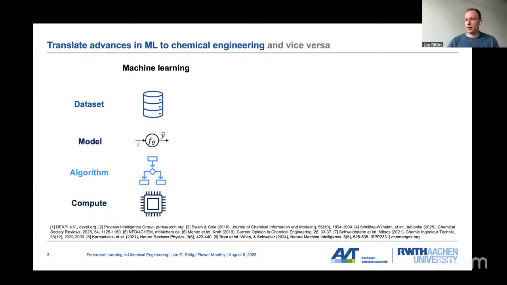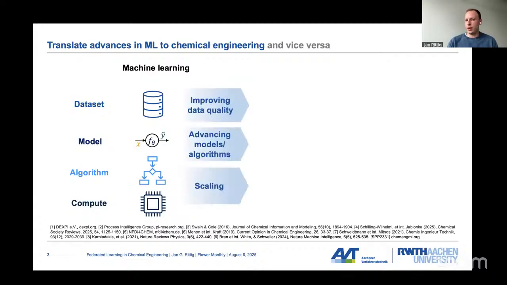So if you look at the machine learning parts, we have typically some data set, a model, an algorithm for training, and then we also need some compute. And to advance machine learning, also for chemical engineering, there are different ways, and then some of them include improving the data quality, also advancing the models and algorithms, and scaling data sets, models, and compute.